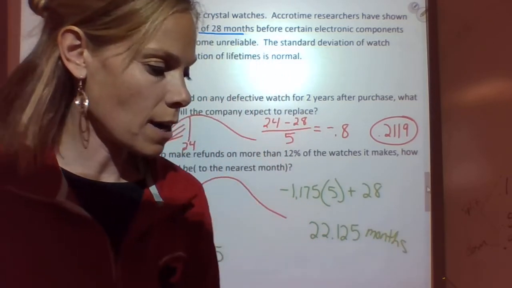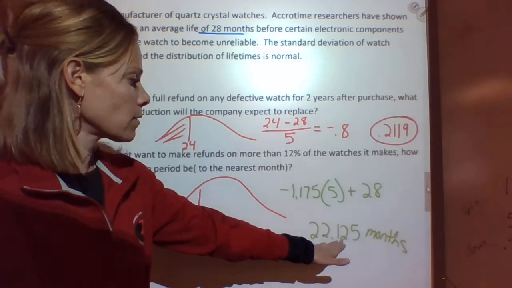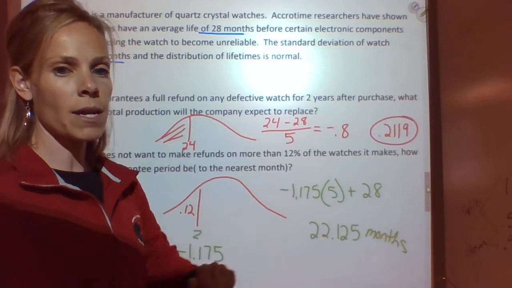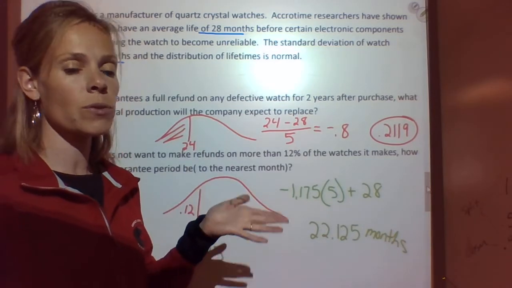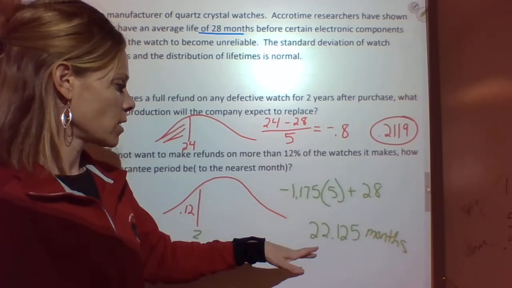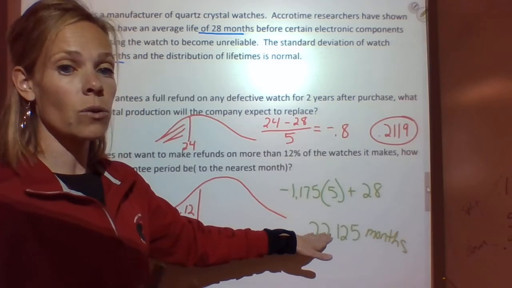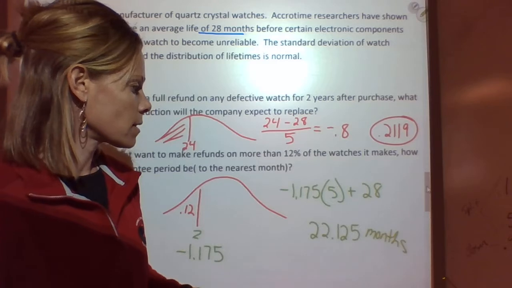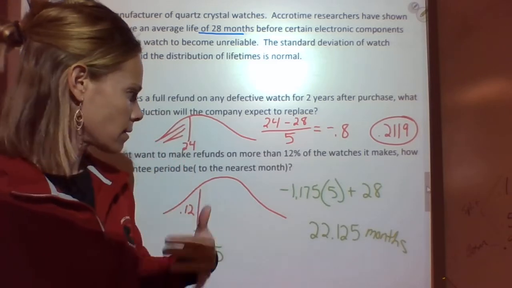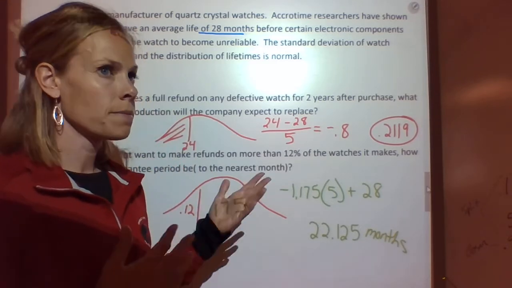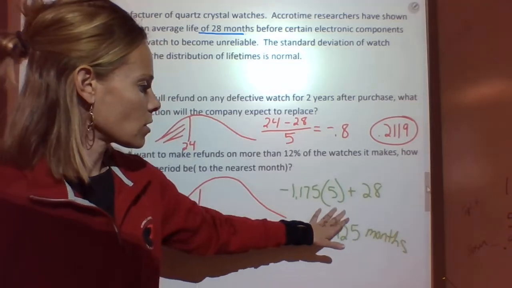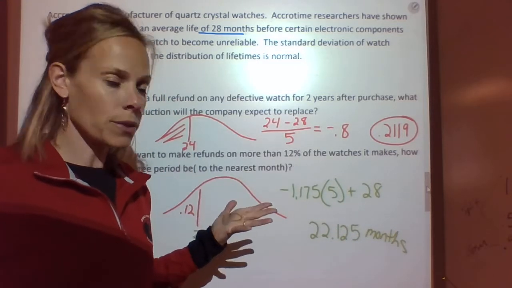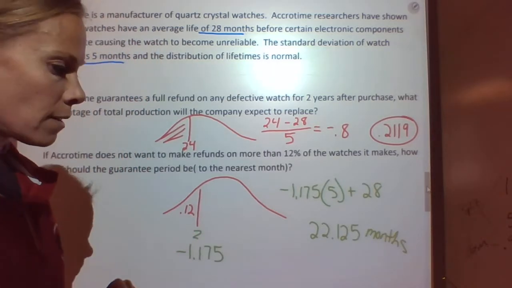Okay, so your job as a statistician is to deliver this information. Now the board, the CEO, will decide, should we say 22 months or 23 months? If we say 22 months, it's going to be little over 12%. If we say 23 months, then we know it's going to be a little less. Okay, so that's kind of the decision. Your job is to give them the numbers, and it's their job to then say, what do we want to do? Okay. All right.